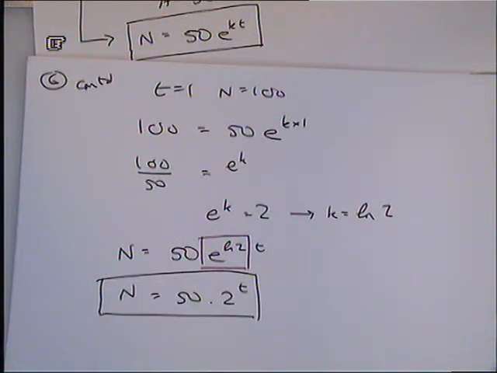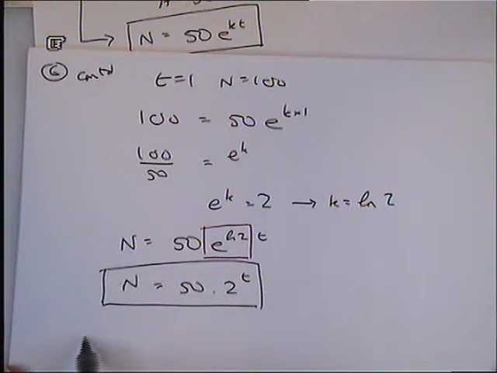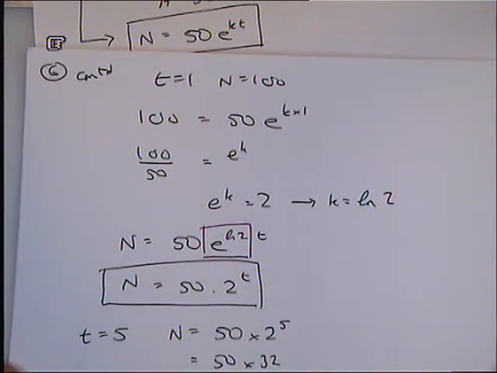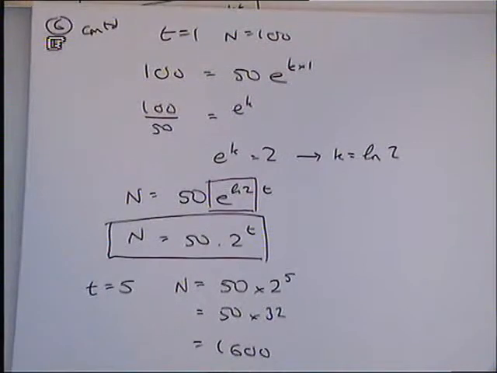Final bit of the question, because we haven't got there yet. It says find the size of the population when t equals 5. Substitute that in. We get 50 times by 2 to the power of 5. 2 to the power of 5: 2, 4, 8, 16, that's 32. 50 times by 32, we can all do that in our heads, can't we? 1,600. So the size of the population at the end is 1,600.